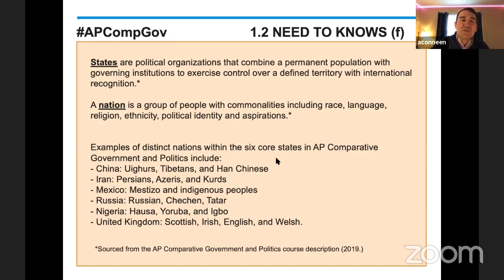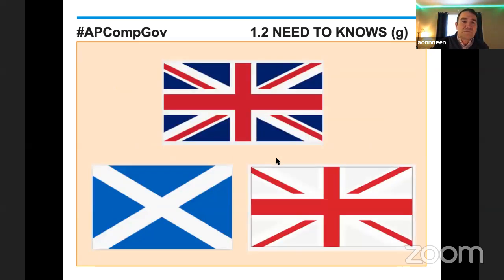I'm going to show you an example of that from the United Kingdom in a moment. In fact, we're going to go right to that. If you think of the flag of the United Kingdom, the Union Jack, right here at the top, that is a flag that represents the state of the United Kingdom. That's the official name of the country. And that flag itself represents 4 of the different nations that make up the United Kingdom. Wales, we can debate how much Wales is actually in the Union Jack, but we know Wales is a nation that's part of the United Kingdom.